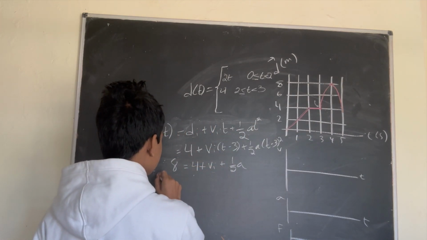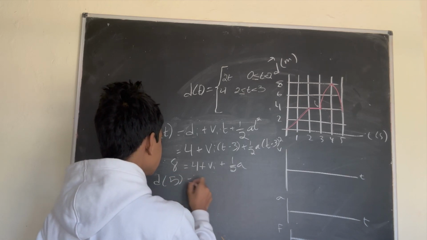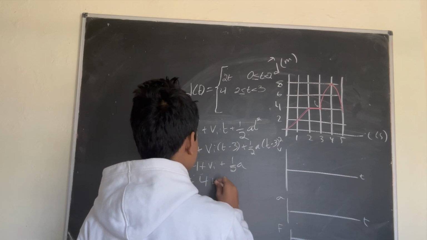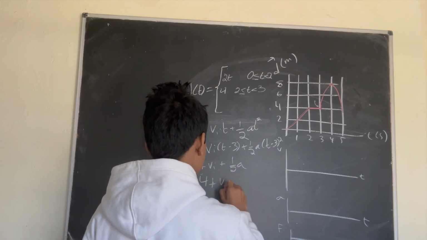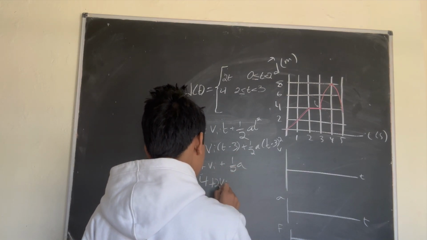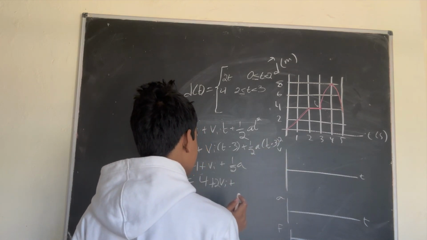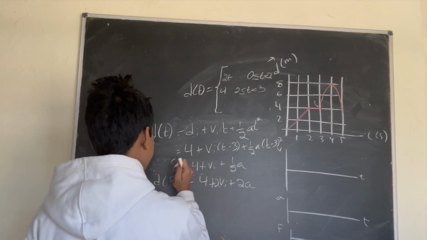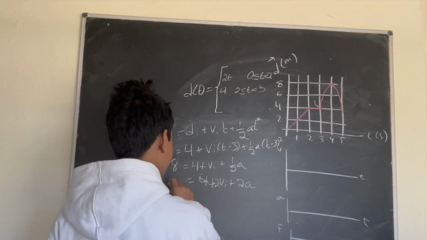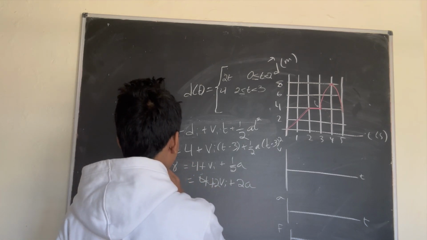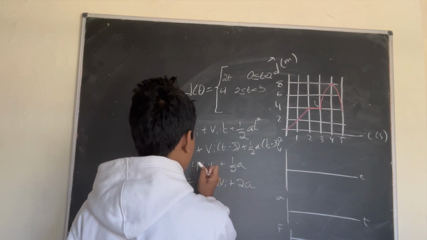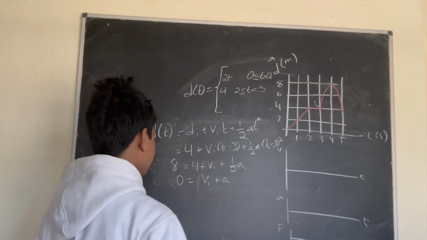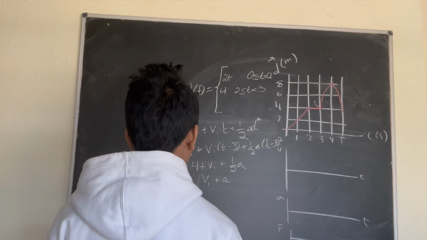And finally, what's D of 5? Well, we know that it just can be 4 plus VI times 2 plus half A times Q squared, which is just 2A. So D of 5 is 4 again, meaning we can cancel these out, and we get VI plus A is equal to 0 after dividing through by 2.